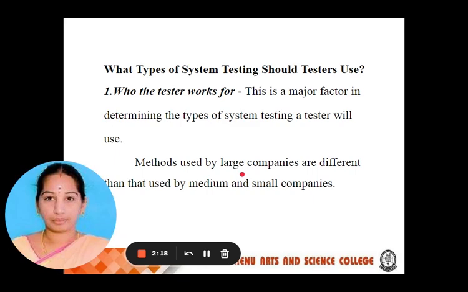So testers work for small and medium companies when compared to large companies. When compared to large company projects, the tester can easily identify the benefits, advantages and disadvantages. Small and medium companies can do this easily. So it is who the tester works for.